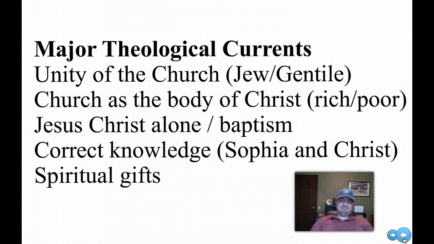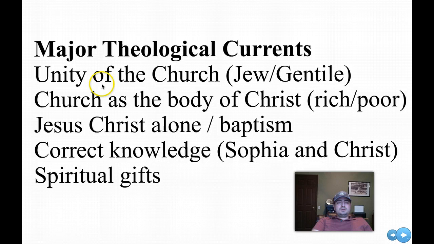The major theological currents in 1 Corinthians, the primary one that every part of 1 Corinthians revolves around, is the unity of the church. And there are different types of unity, and they have them listed on the right. There are Jew and Gentile unity, rich and poor unity, and Sophia and Christ unity. And then baptism is something that's used as well, and spiritual gifts. So the unity of the church is very, very important.